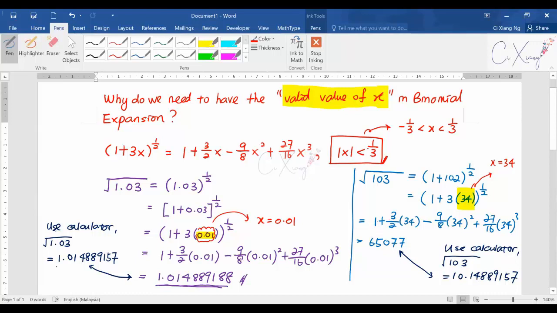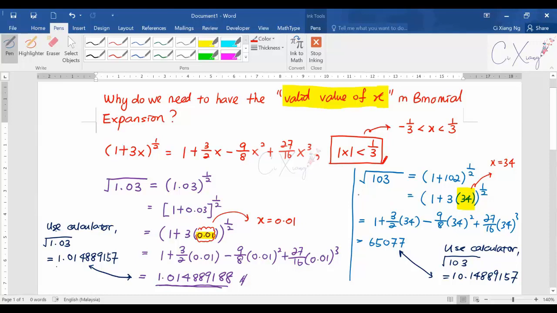Alright, so that's the reason why we need to have this valid value of x. Because if the value that you want to substitute in the binomial expansion is within this valid range of x, then your binomial expansion estimation will be an accurate or correct value. But if you substitute it outside the range, the answer you get is not the correct value. It will be very, very different from the correct answer. So that's the reason why we usually need to write out the valid value of x.